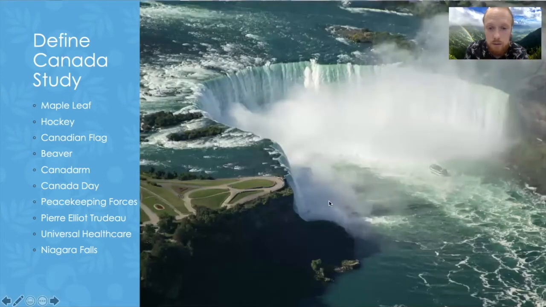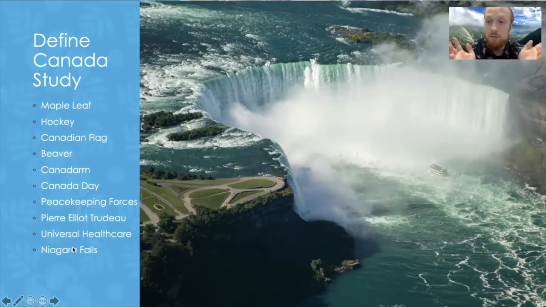Niagara Falls, which I believe this is the US side, and I think this is the Canadian side, but I'm actually not sure. But anyway, yep, that's what Niagara Falls looks like. So that was the number 10 thing that defines Canada.